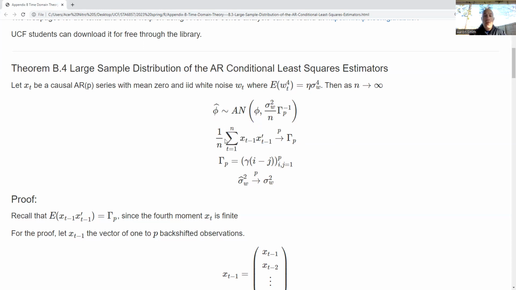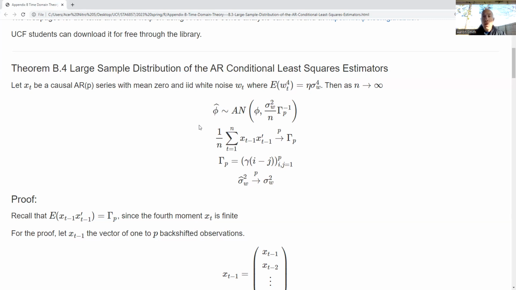And you'll notice that we're averaging it up. So this here is the empirical covariance matrix, and it will converge to the correct covariance matrix. And we see that the inverse will be appearing in the variance, the multivariate normal variance of our estimated parameters.